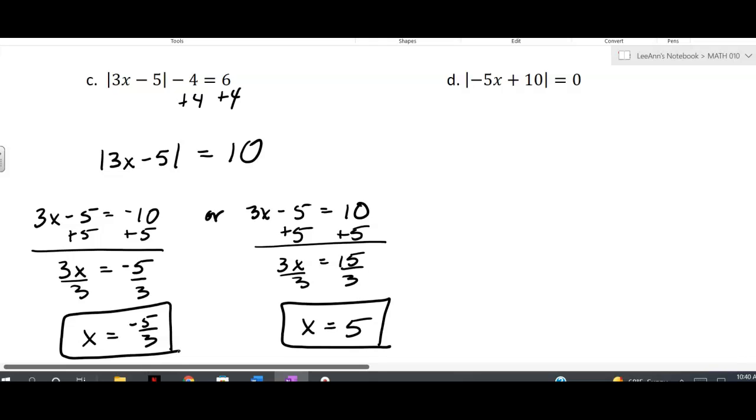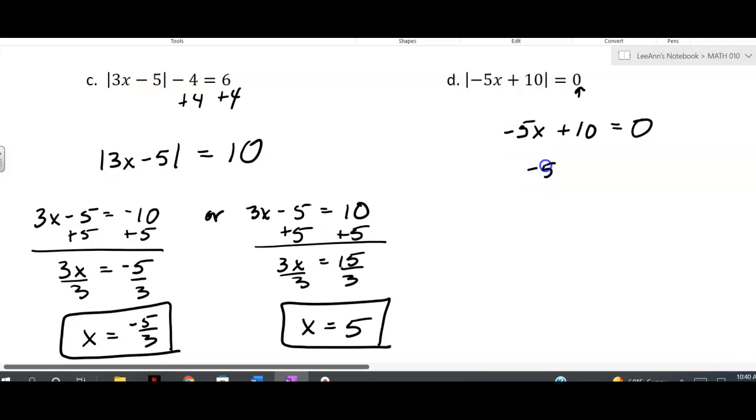Okay, so we have one more. Absolute value, it's isolated, so absolute value of -5x plus 10 equals 0. So that's great. You're thinking, oh, I'm going to make my two equations. Yeah, well, here's the thing. There's no -0, so you only get one equation out of here. -5x plus 10 equals 0. You could write another equation with a -0, but that's not going to get you anywhere.